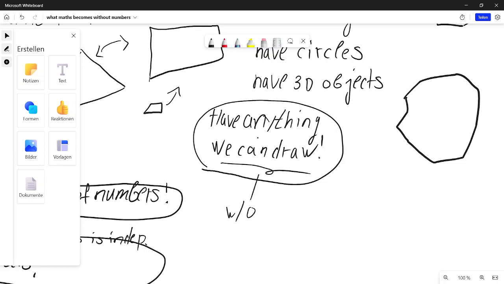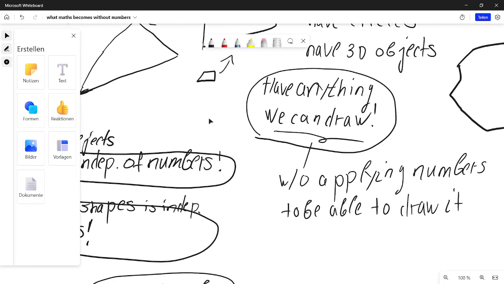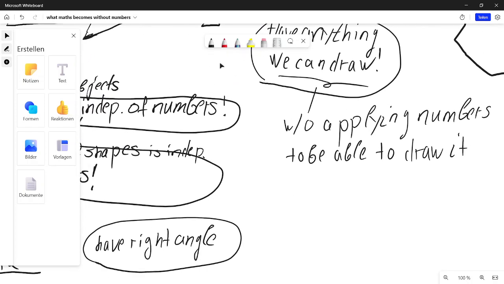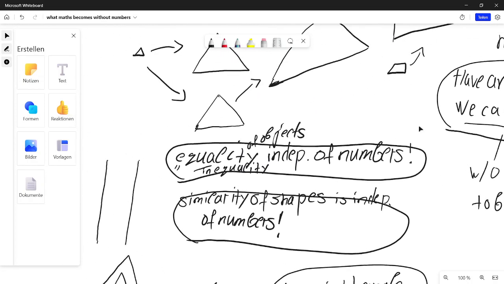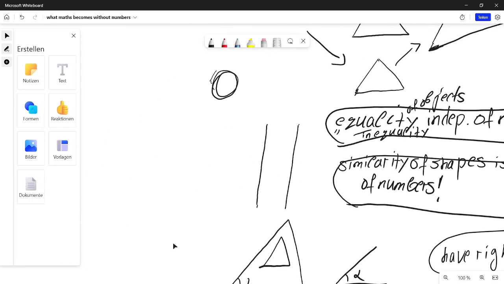Without applying numbers, to be able to draw it. Okay, we have anything we can draw, but we can't even measure sizes except for simple comparison of similar objects.